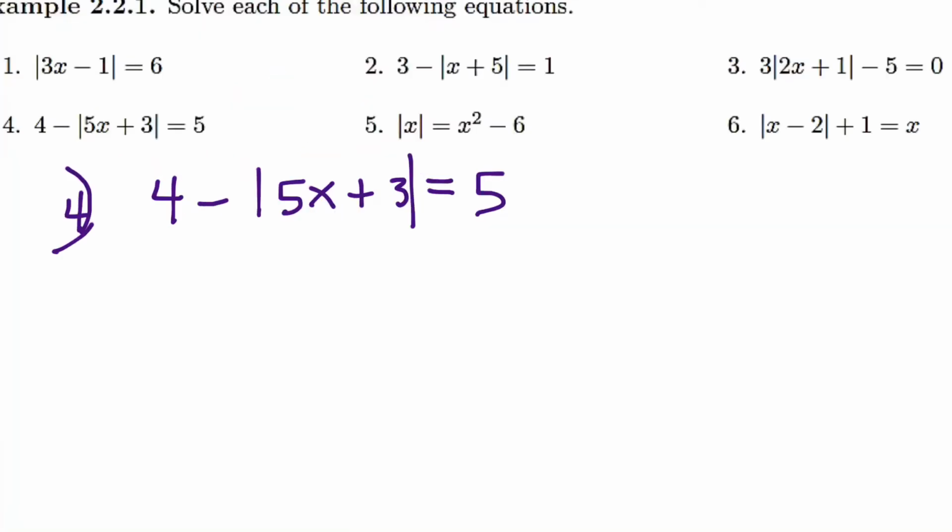All right, taking a look at number 4. So you want to add or subtract first. So I'm going to subtract 4 from both sides.